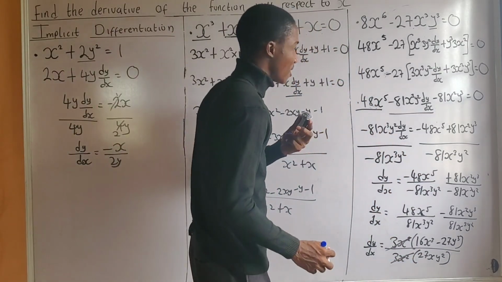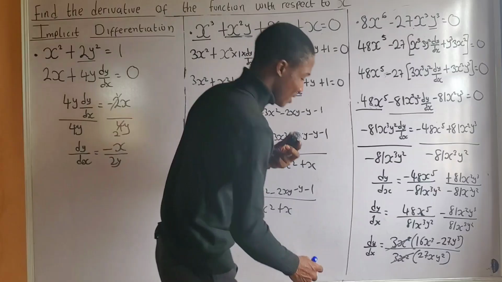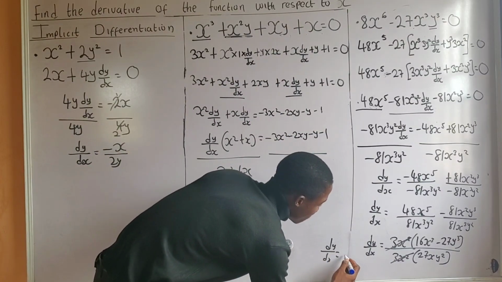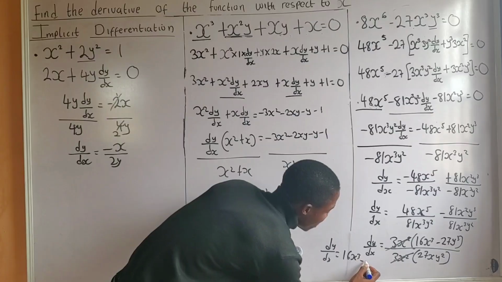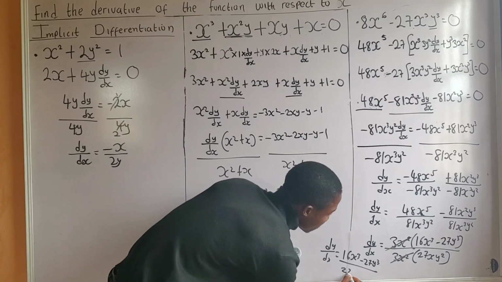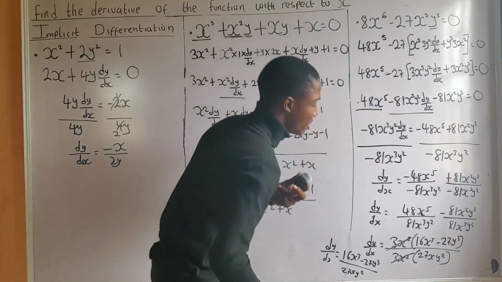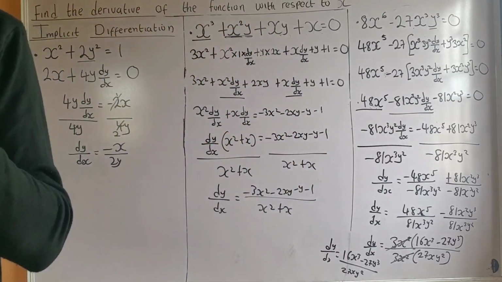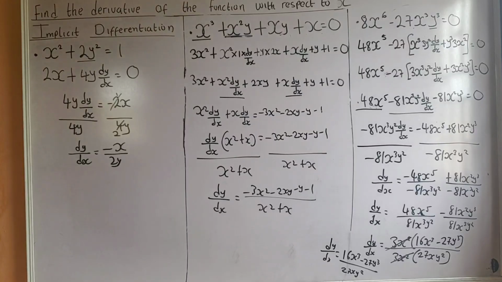So the final answer, or where should I put it? The final answer to this, dy all over dx, will be equal to (16x^3 minus 27y^3) all over 27xy^2. Okay, that will be the final answer. Do you understand? And if you didn't understand, just listen to the explanation again.